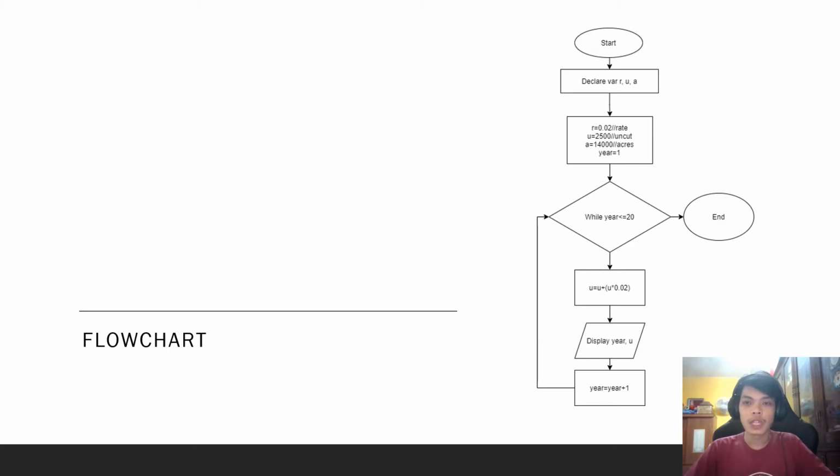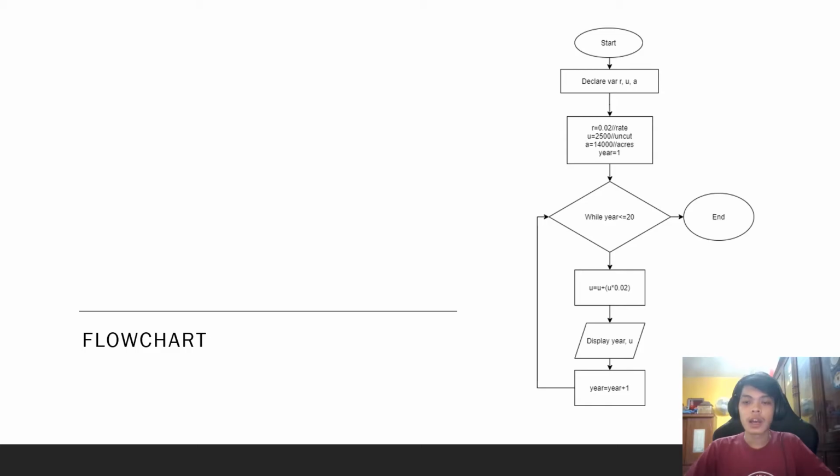In the flow chart, first start, and we declare the variables used: R, U, and A. R is the rate of reforestation, U is the area uncut, and A is the acres, 14,000 acres. So while year is less than or equal to 20, they will run this formula, and then they will display the year.